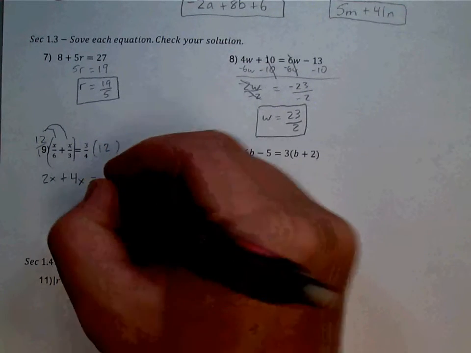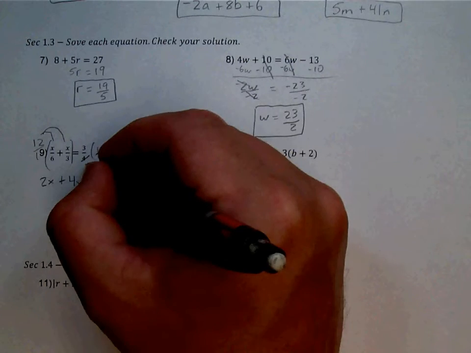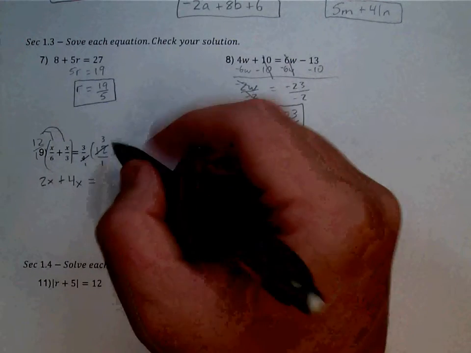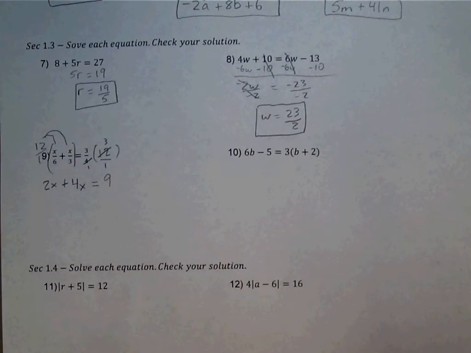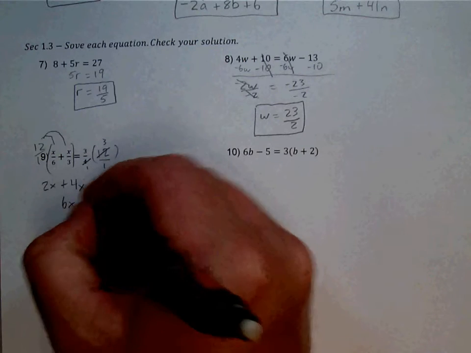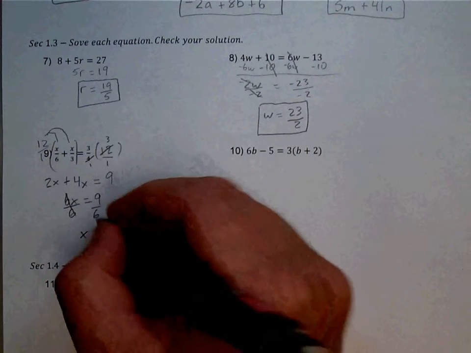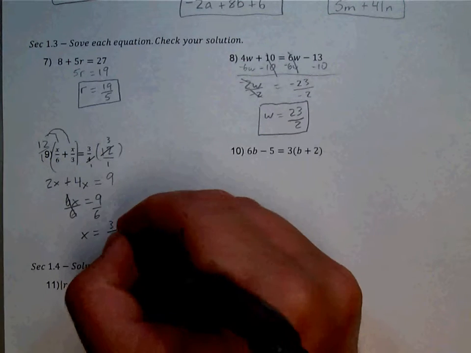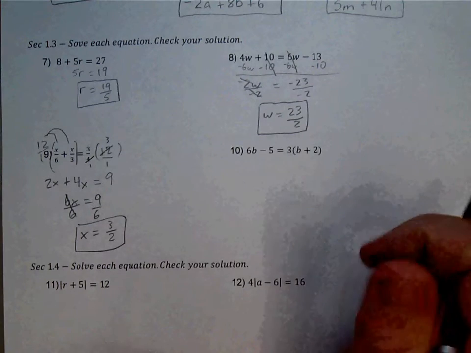And then I run into the equal sign. Over here, 4 and 12. I can divide 12 by 4 3 times, and I have 3 times 3, which is 9. So 2x plus 4x equals 9. 2x plus 4x is 6x. Equals 9, divide by 6. I can divide both 9 and 6 by 3, giving me 3 halves, or 1.5.